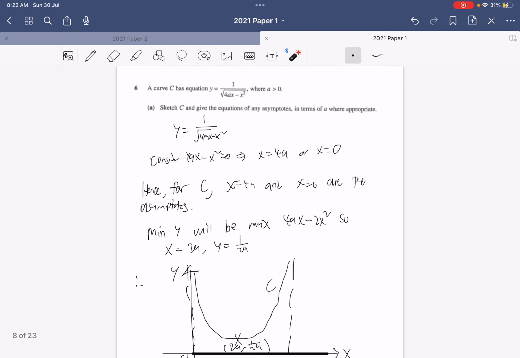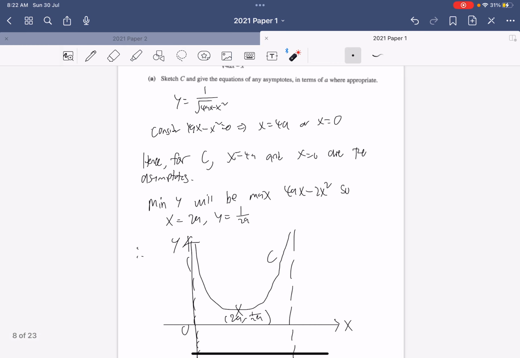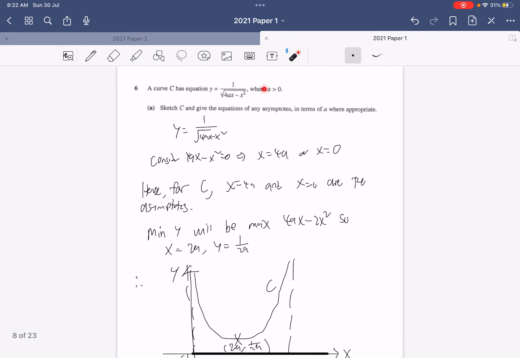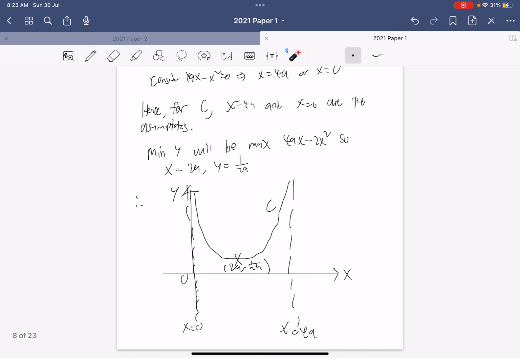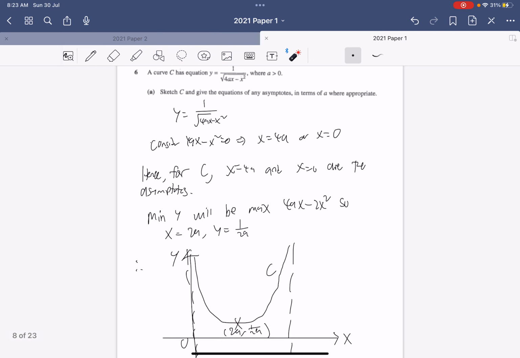Now for question 6, it's sketching of graph. So we give you this equation, and we're supposed to sketch C. So you can just quickly use your GCE and sub in a value of a that is larger than 0, and you can roughly see the general outline of C. Now, the thing is, you want to find the minimum point. It has to be where the denominator is maximum, so you just want to maximize this, which is at x equals to 2a, so y equals to 1 over 2a.